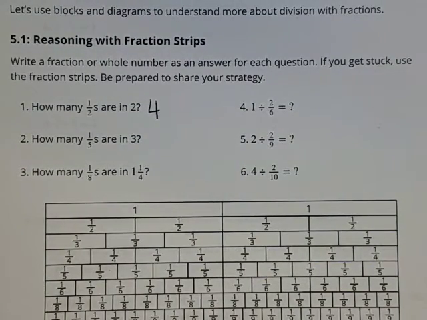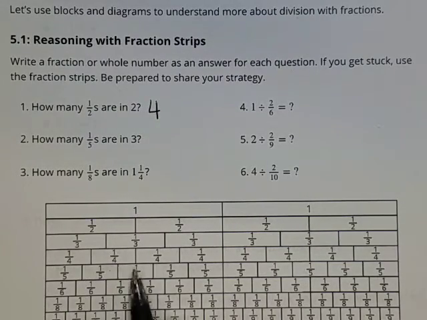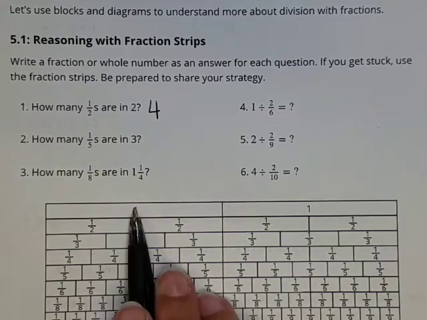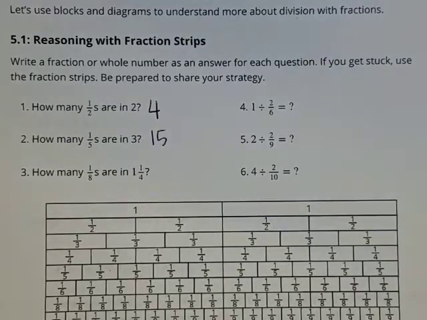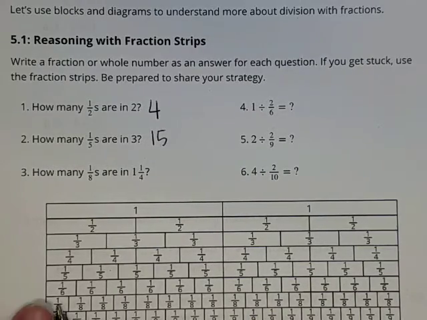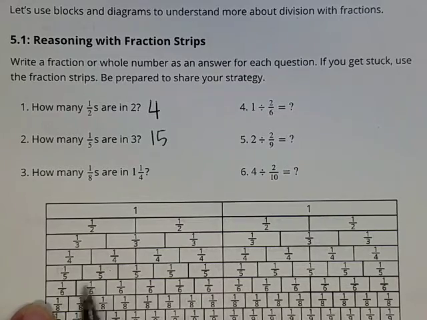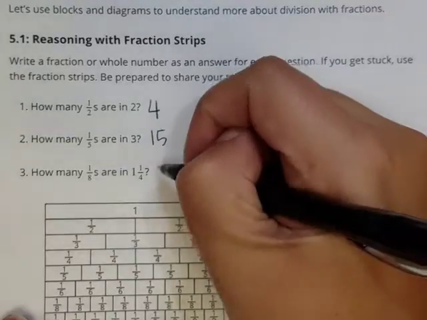How many 1/5s are in 3? So if I see 1/5, 1, 2, 3, 4, there are 5/5 in 1, so then 5 times 3 is 15. How many 1/8s are in 1/4? So the way you can think about that is 1/8. How many are in 1/4? There's 2, and then how many are in 1 whole? 1, 2, 3, 4, 5, 6, 7, 8. So 8 plus 2 gives you 10.